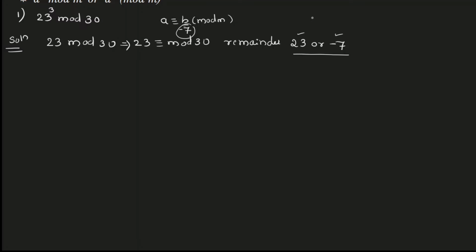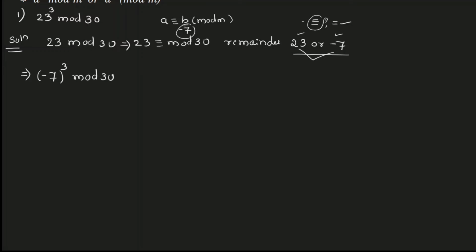In the previous class I explained why we use this congruent instead of equal to: in real mathematics 23 is not equal to minus 7, but in congruence we have shown 23 is equal to minus 7. In place of 23 you can write minus 7. That is the biggest difference between modular arithmetic and equality. Now we'll write this in place of 23. I am going to use minus 7 because it is easier, a smaller number to take the powers. So minus 7 raised to 3 mod 30.